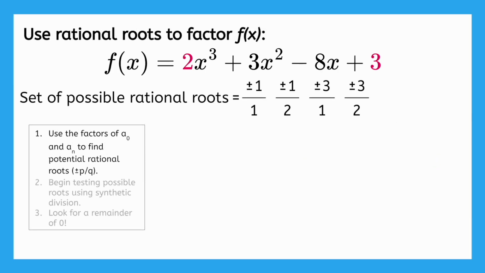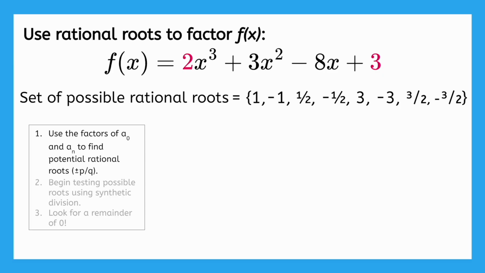Great! Now that we've found those possible rational roots, we're ready to use them. Let's go ahead and write them all out for now so we can start checking them. We have positive or negative 1, 1/2, 3, and 3/2. Now we can employ the synthetic division skills you learned in the last lesson to run through these possible factors pretty quickly, hoping to find one that results in a remainder of 0.